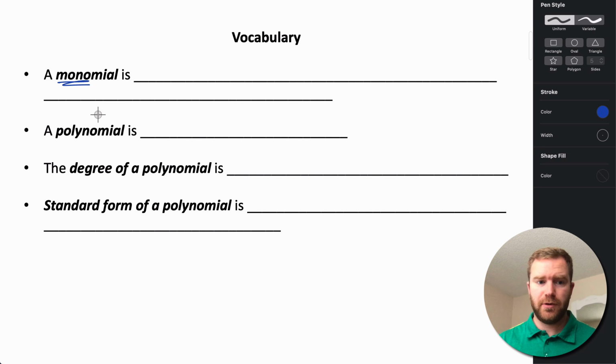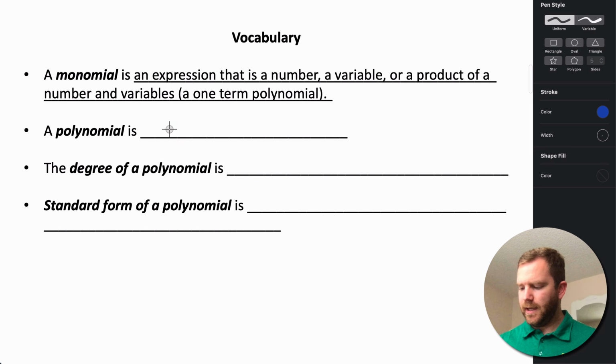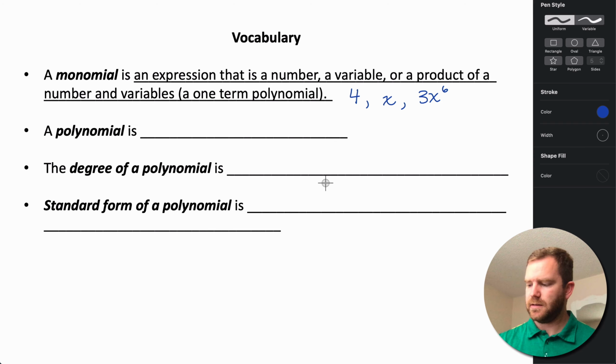You might have seen this prefix mono before, meaning one. Basically, a monomial is an expression that is a number, a variable, or a product of a number and variables. So it's a one-term polynomial. That's where the term mono is coming from. An example would be something like 4, that's just a number, or you could have something like x, that's a variable, and then a product of a number and variables, like 3x to the 6th. That would be another monomial example.